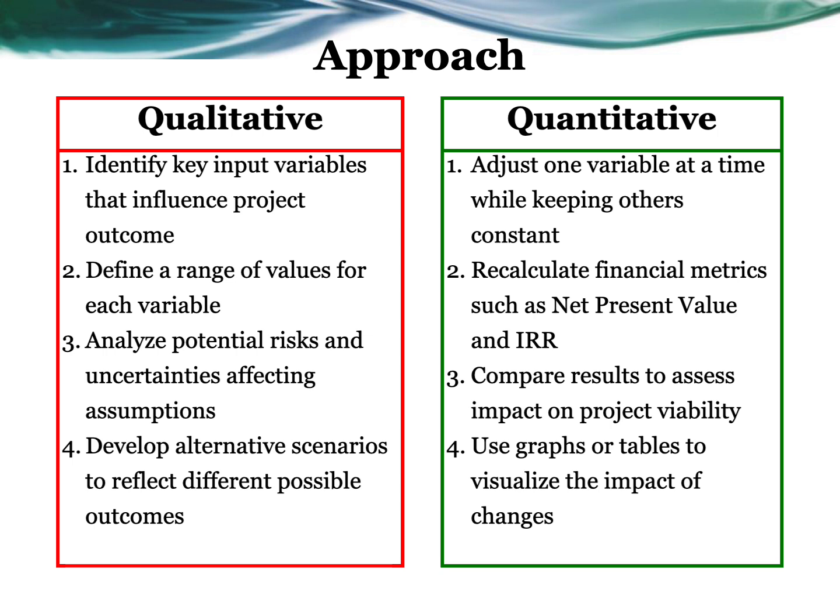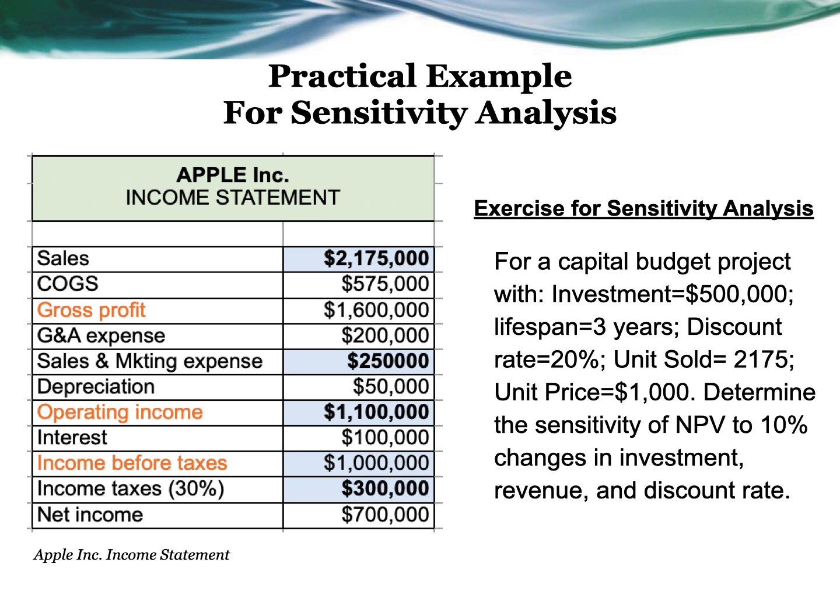For the quantitative approach, we need to adjust one variable at a time while keeping others constant, recalculate financial metrics such as net present value and IRR, compare results to assess impact on project viability, and use graphs or tables to visualize the impact of changes. With sensitivity analysis, you can change one variable at a time. You look to see how the outcome changes as a result of changing one of the inputs.